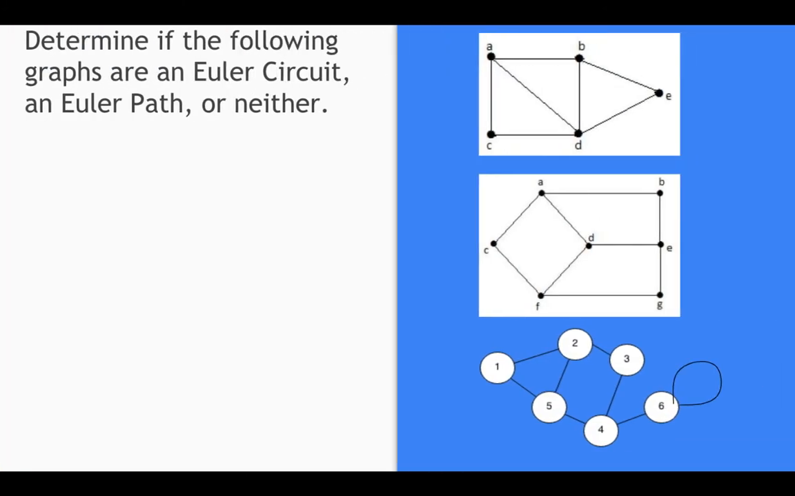Let's determine if the following graphs are either Euler circuits or Euler paths or neither. So let's start at A, and let's see if there's a pathway through all of the edges, starting and stopping at the same vertex or at different ones. So let's go A to C, C to D, D to A, A to B, B to D, D to E, and then E to B. So I touched every edge exactly once, but I didn't start and stop at the same vertex.